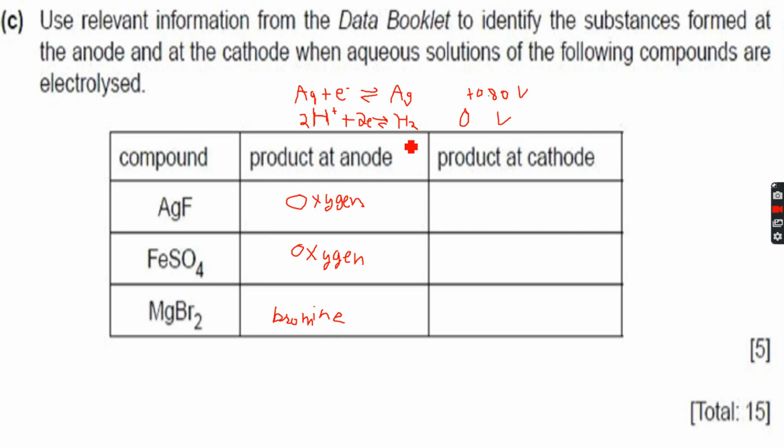So this means that since this is more positive, for Ag+ it's more positive, it has a stronger drive to form Ag. So the product at cathode will be Ag.